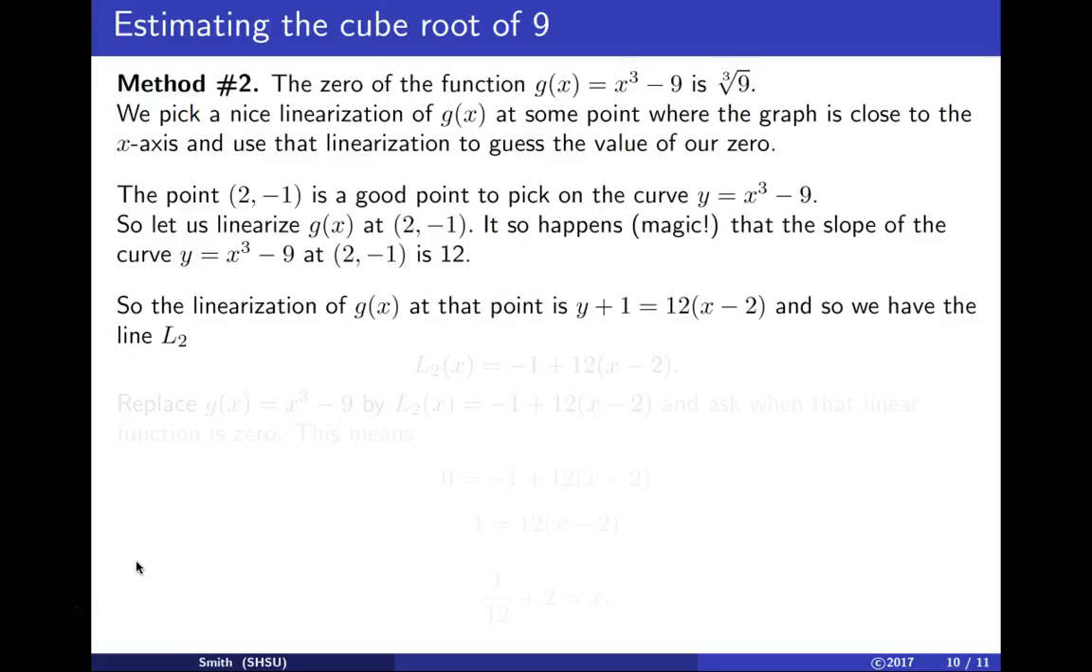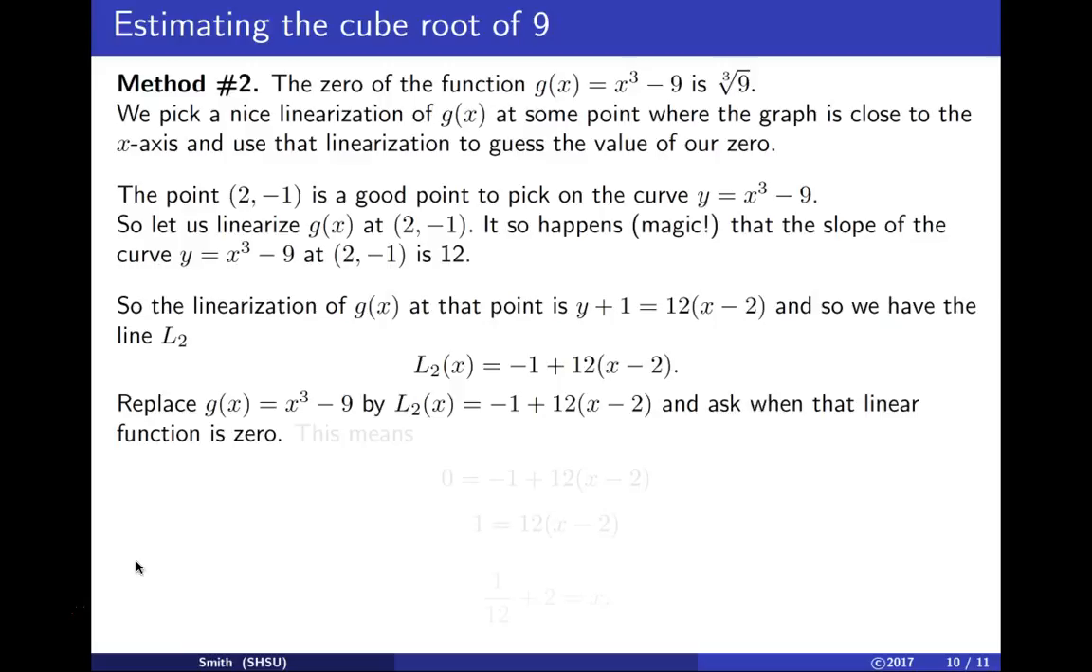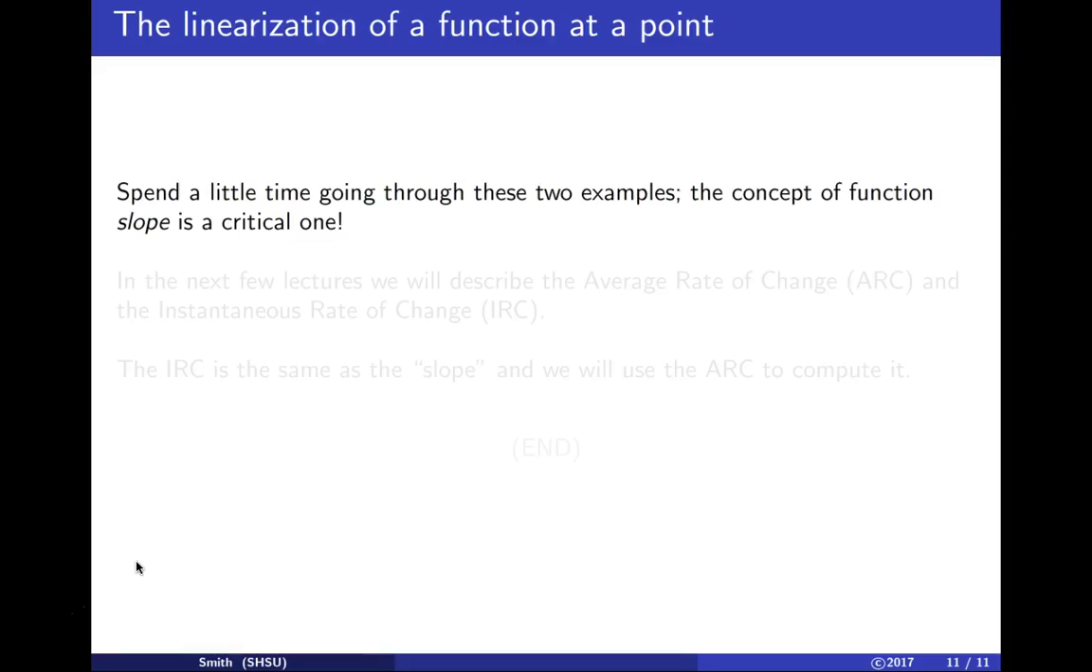The linearization of g of x at this point is y plus 1 is 12 times x minus 2, according to the point-slope formula. And so we have this line, I'll call it L2. L2 of x is minus 1 plus 12 times x minus 2. Instead of using x cubed minus 9 as my function, I'm going to use minus 1 plus 12 times x minus 2. And instead of asking where is g of x zero, I'm going to ask where is L2 of x zero. So for my linear function, I make the y value be 0. I'm going to solve 0 equals minus 1 plus 12 times x minus 2. That gives me this, and after I solve it, I get x is 2 1/12, or 25/12.